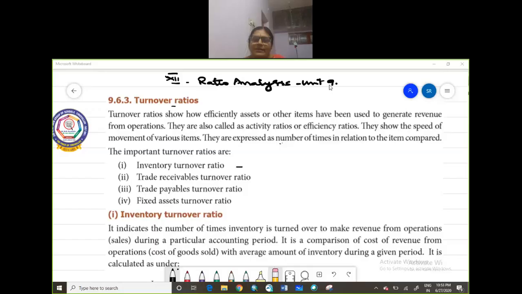We are in Unit 9, Ratio Analysis, and today we are going to discuss turnover ratios. In the previous class we discussed liquidity ratios, which included the current ratio and quick ratio. They are short-term solvency ratios. Today we are going to discuss turnover ratios.